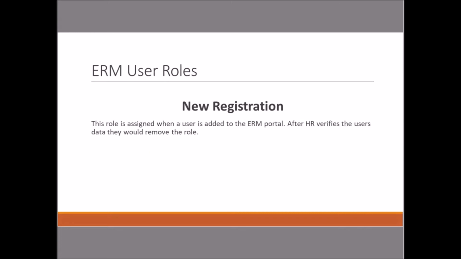Okay. And so we also have some roles that are very specific to the employee records management portal. I know I've got a few of you on here as well. The big one is a role for new registration. If you're using the jobs system, your employees are automatically getting added to employee records. But sometimes you might have someone that you need to add yourself. And there's a way to do it. When you add a new user to the portal, they're going to get this role of new registration.